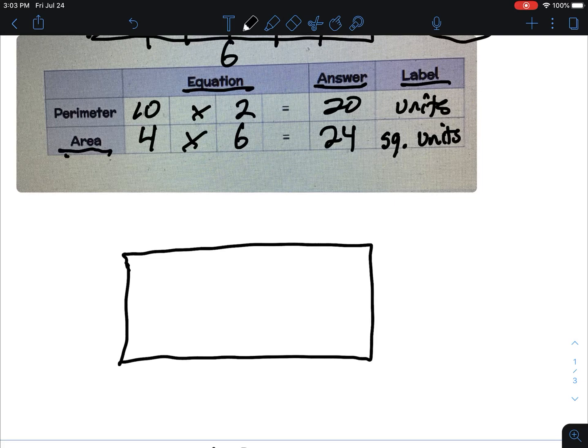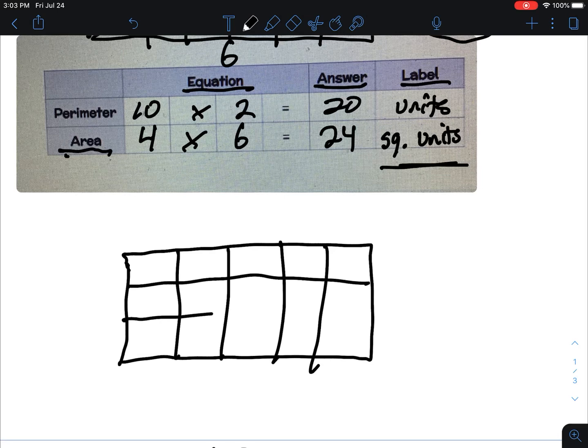All I want you to do for this is, I don't care about writing the formulas or whatever, but I do want you to answer with the correct units. So let's say that this side, well, actually, I'm not going to tell you. I'm going to draw it. Okay. There's your rectangle. I want you to find the area, and don't forget how to label it. There's your clue. Find the area of this rectangle first.